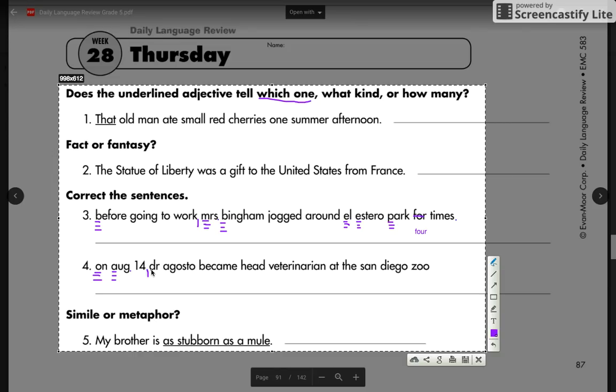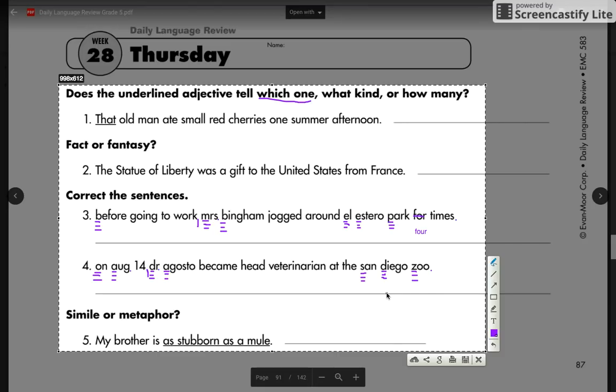On August 14th, Dr. Augusto, of course, we capitalize somebody's name again. So I'm going to do that. A doctor is a title that's abbreviated. I'm going to put a period after it because it's abbreviated. And I'm going to finish capitalizing his name. Dr. Augusto became head veterinarian at the San Diego Zoo. What's the name of the zoo? It's the San Diego Zoo, which is actually a very awesome zoo. I got to go there once. It is beautiful. And so the name of the zoo is not San Diego. It's San Diego Zoo. This is almost the exact same sentence. Period. Okay. I think that is everything for that sentence. Correct me if I'm wrong. Please, hopefully I am. You can get a reward for that.